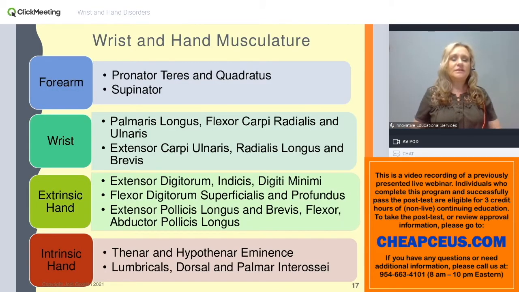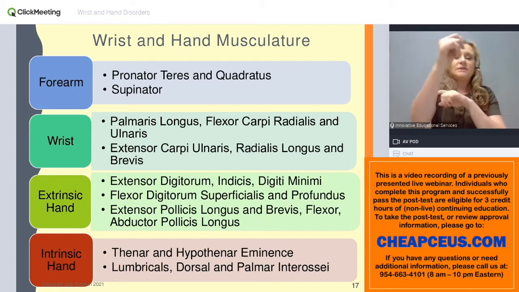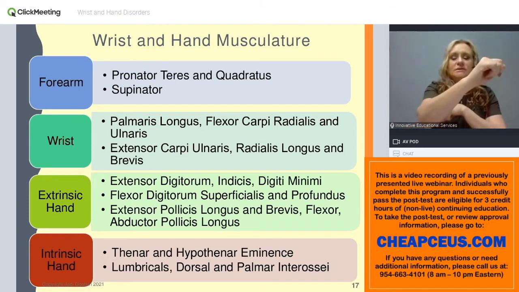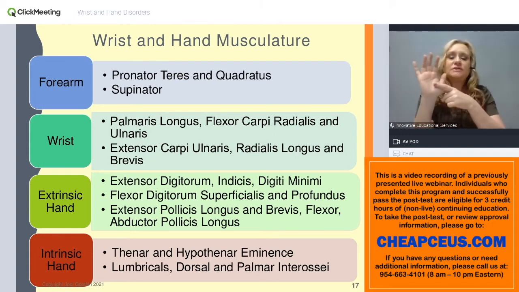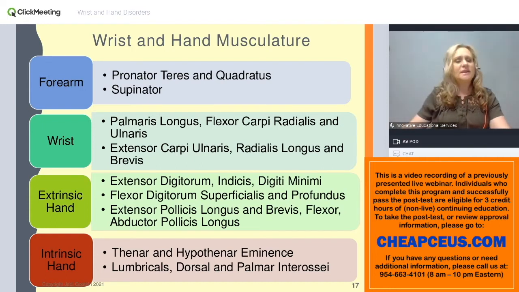We also have a significant amount of musculature that contributes to our hand function. We have those muscles that originate outside the hand, yet insert inside the hand. So those are our extrinsic muscles. And then our intrinsic muscles that originate and insert inside the hand specifically, that tend to be utilized more for our skilled movements.